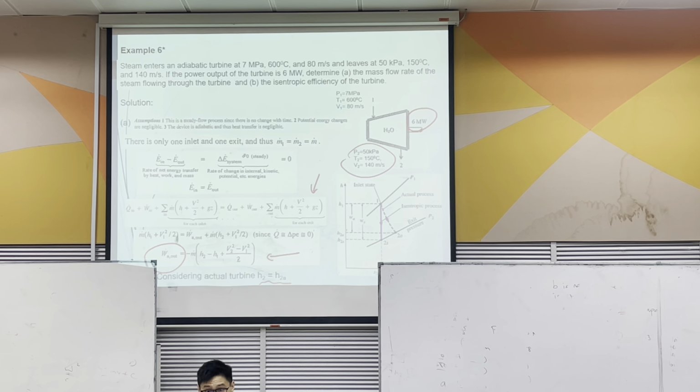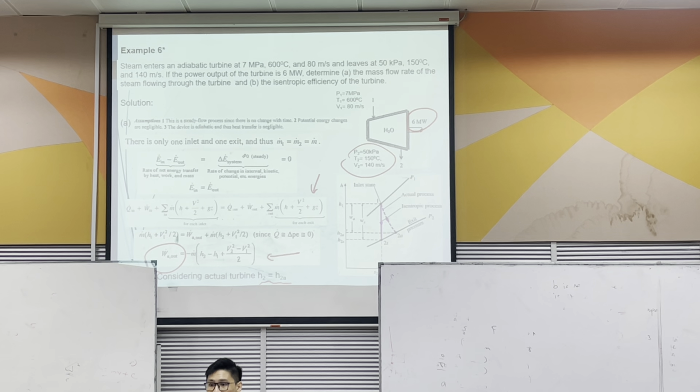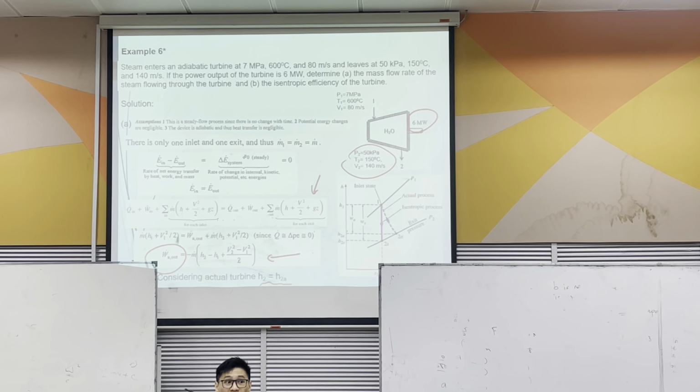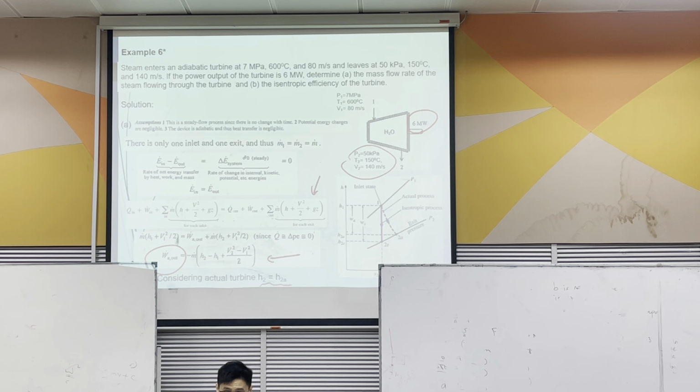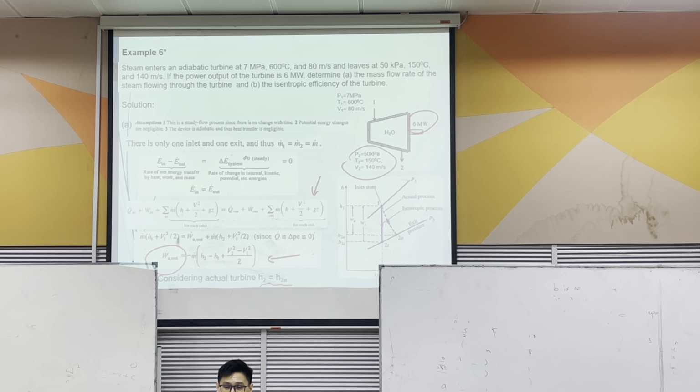Every piece of information given by the question is actual. So now this H2, we are looking for it based on 50 kilopascal and 150 degrees Celsius. This is the actual condition of the outlet of the turbine, so what you are finding here is H2A. That's why I say we can just ignore Q in and Q out, because this H is already based on all the losses. So this is the actual H.